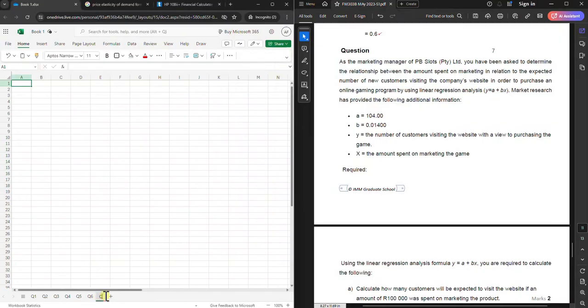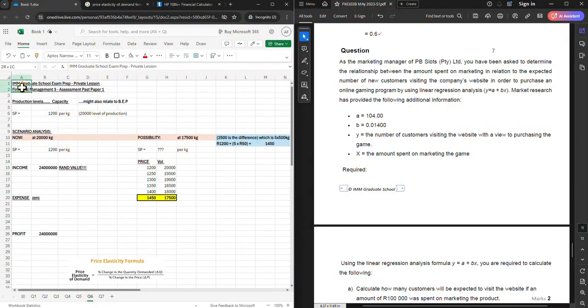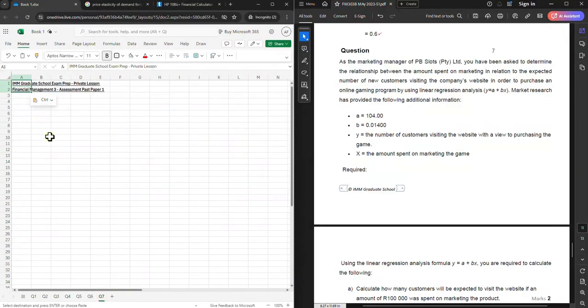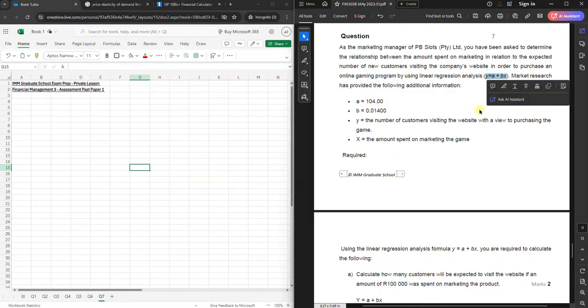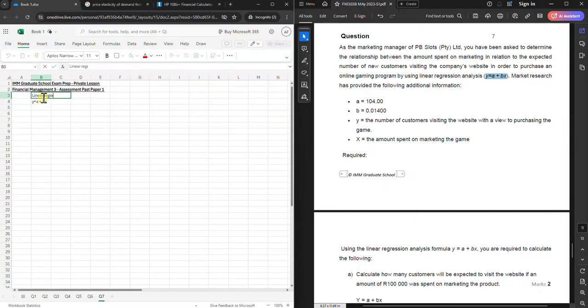Question 7, Q7. Okay, read it while I just put a heading. So the requirement is, using the linear regression analysis, we must calculate how many customers will be expected to visit the website if an amount of 100,000 Rand was spent on marketing the product. They want to know, it's really customer turnaround, or trying to think of a better way of saying it, customer acquisition, really. Okay, you're thinking about the context, that's good, but if we're talking about the actual application, when you see the word linear regression, what is that?